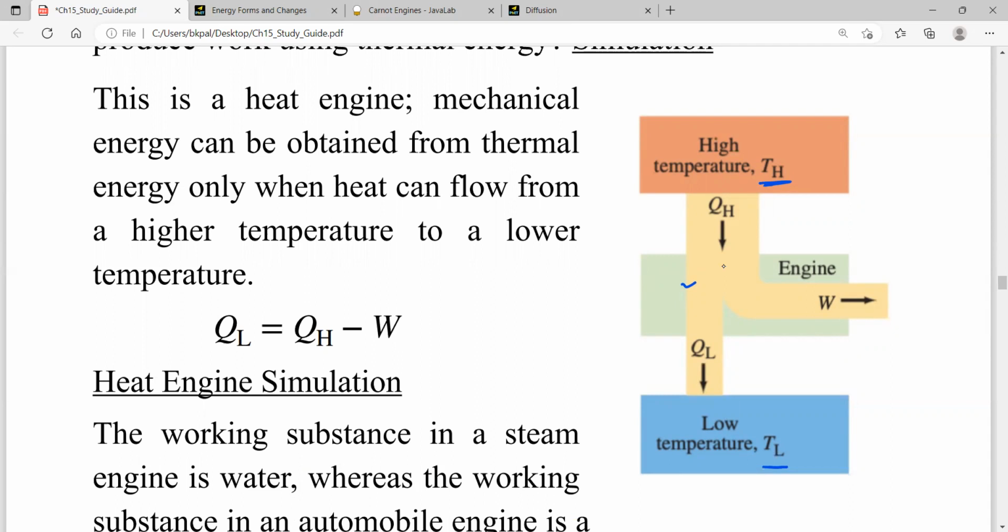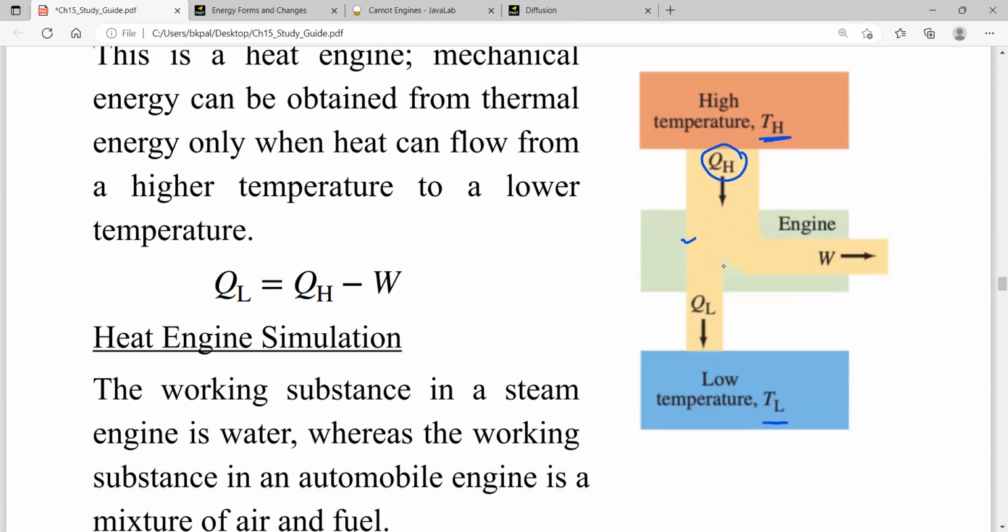So, a high temperature reservoir at temperature TH and a low temperature reservoir at TL. Now when you add heat to the system, let's say QH amount of heat is added to the system, some of the heat actually does work on the surroundings. I'm going to show a little bit better diagram for a heat engine in the next slide.